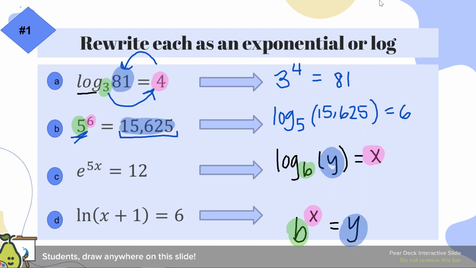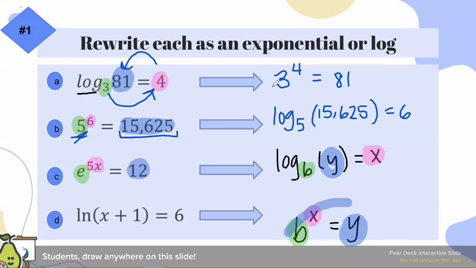Now, the next problem, C, it says e to the 5x equals 12. So it might be a little weird, but let's just highlight what the base of our exponential is. The base is e. E is Euler's number. It's like 2.718. I should probably Google that, honestly. 5x is the exponent, and then its argument is equal to 12. So if we're going to convert this to a log, the base of the exponential needs to be the same as the base of the logarithm.